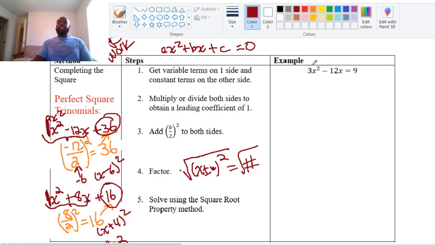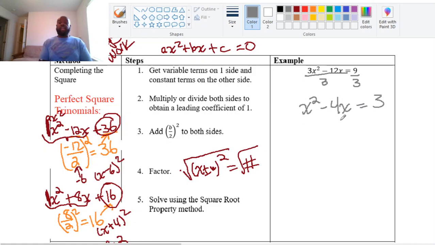And so we're going to look at this polynomial here, this quadratic equation here. Highest exponent is 2. There's an x term, so I'm not going to use the square root property just yet. I'm going to use completing the square. My variable terms are on one side, my constant term is on the other. I need to multiply or divide so that I have a 1 in front of my x squared. So I'm going to divide both sides by the same number that I need to divide this expression by to get 1, and that's to divide both sides by 3. I get x squared minus 4x equals 3.